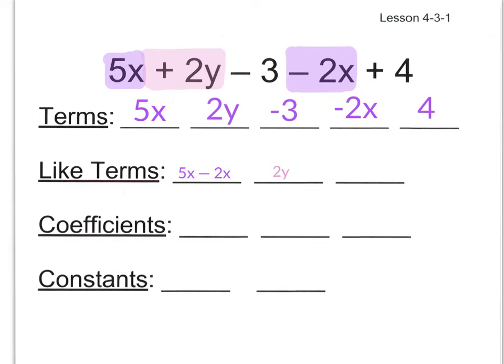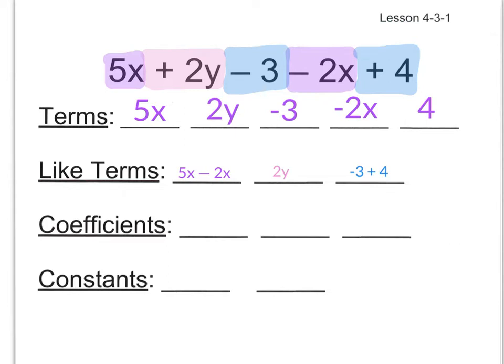Now back up to my expression. When I look, the next thing I see are my constants. Remember, constants are just numbers by themselves, no variables. So I see a negative 3, and then I see a positive 4. Those are like terms. They are both constants. So the negative 3 and the positive 4.